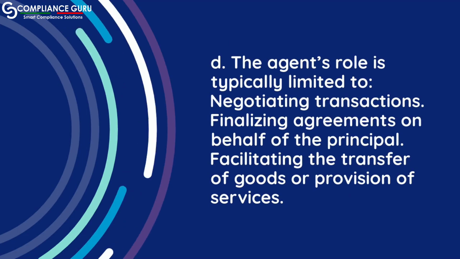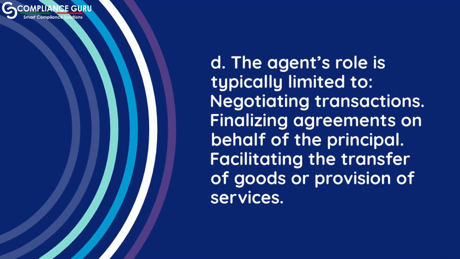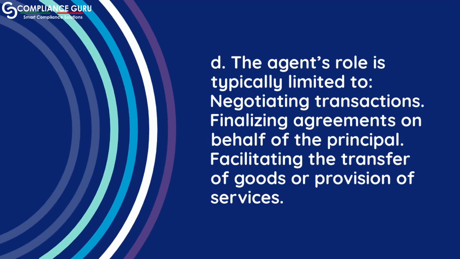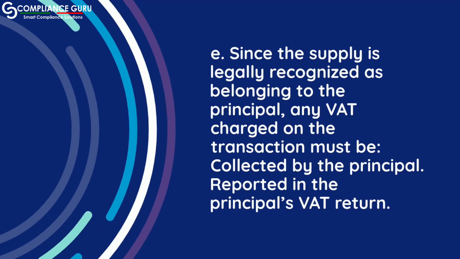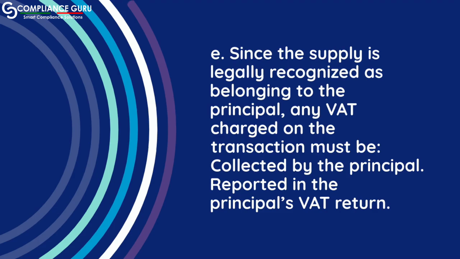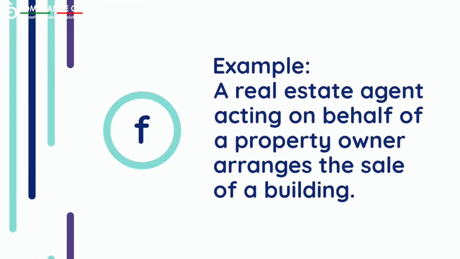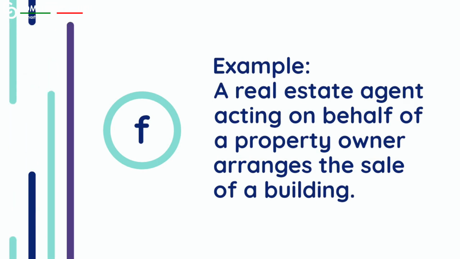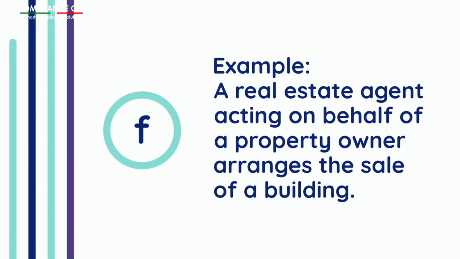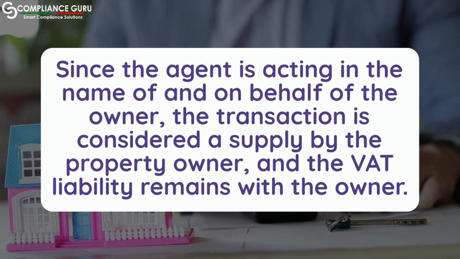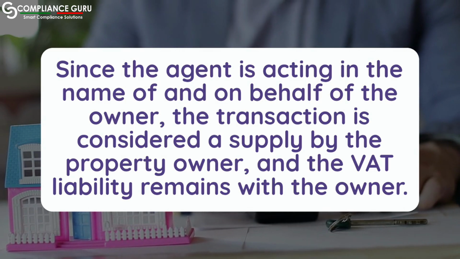D. The agent's role is typically limited to negotiating transactions, finalizing agreements on behalf of the principal, facilitating the transfer of goods or provision of services. E. Since the supply is legally recognized as belonging to the principal, any VAT charged on the transaction must be collected by the principal, reported in the principal's VAT return. F. Example. A real estate agent acting on behalf of a property owner arranges the sale of a building. Since the agent is acting in the name of and on behalf of the owner, the transaction is considered a supply by the property owner, and the VAT liability remains with the owner.